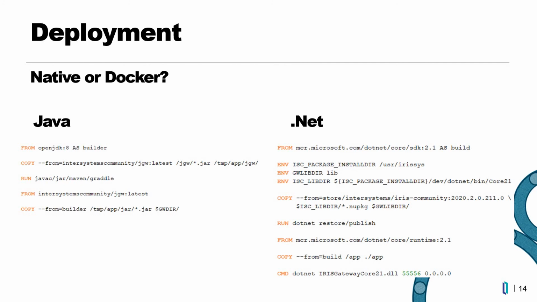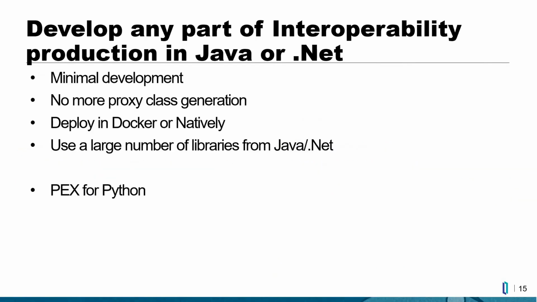.NET is absolutely the same, only I'm using the .NET Core SDK to build and .NET Core 2.1 runtime to run the library. And that's it for deployment. On InterSystems community there is an article describing the steps required for Java and .NET gateway deployment in a container. Check it out. To sum up, you can now develop any part of interoperability production in Java or .NET.